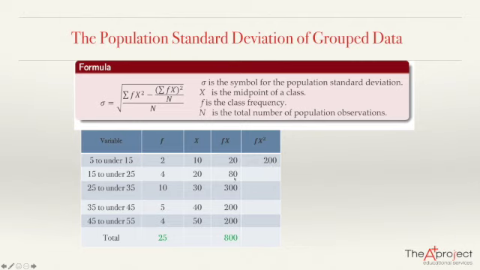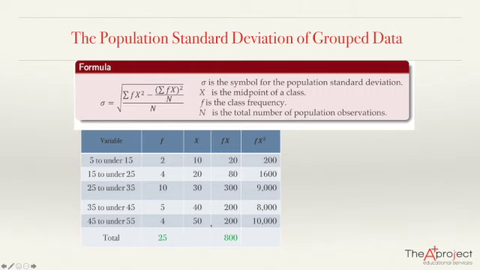20 times 80, it will be 1600. Okay, 1600. 30 times 300, so it will be 9,000. So I'm going to type 9,000. 40 times 200, it will be 8,000. And finally, 50 times 200, this will be 10,000. So it will be 10,000.